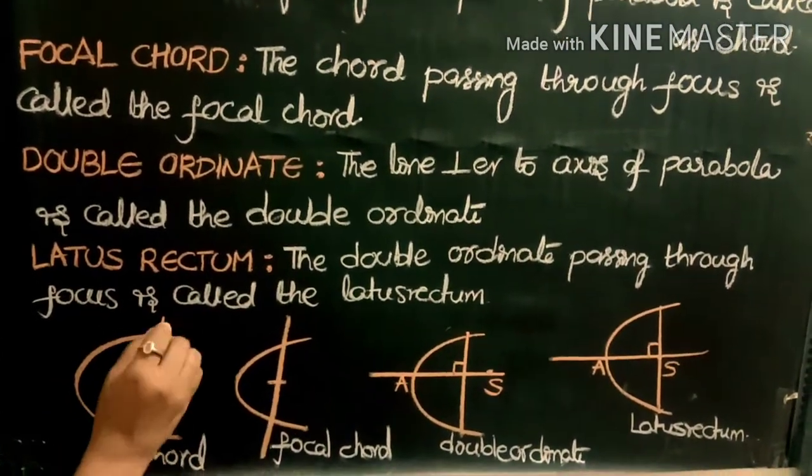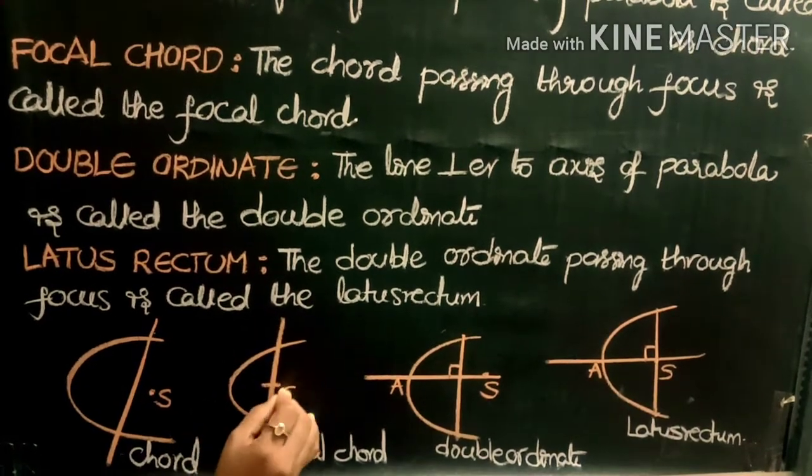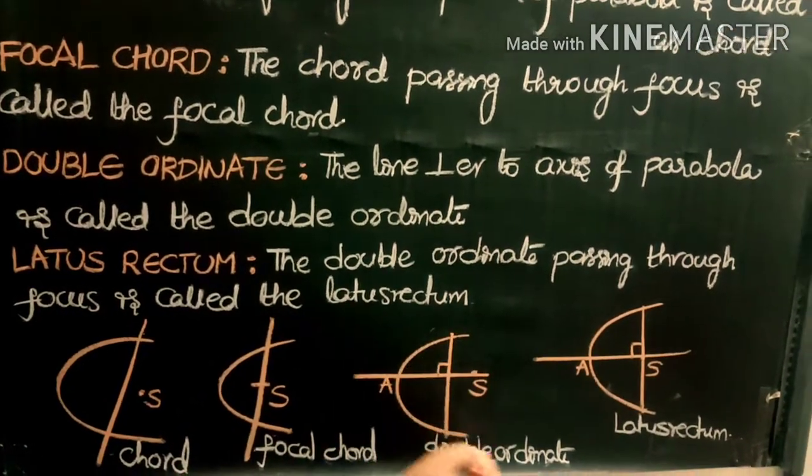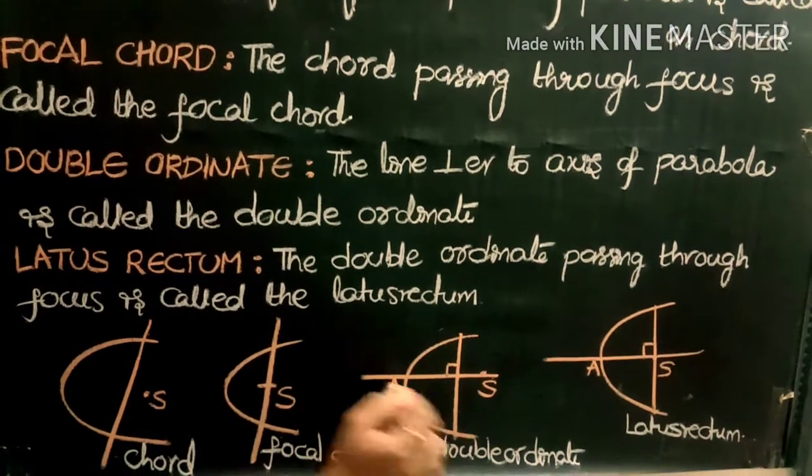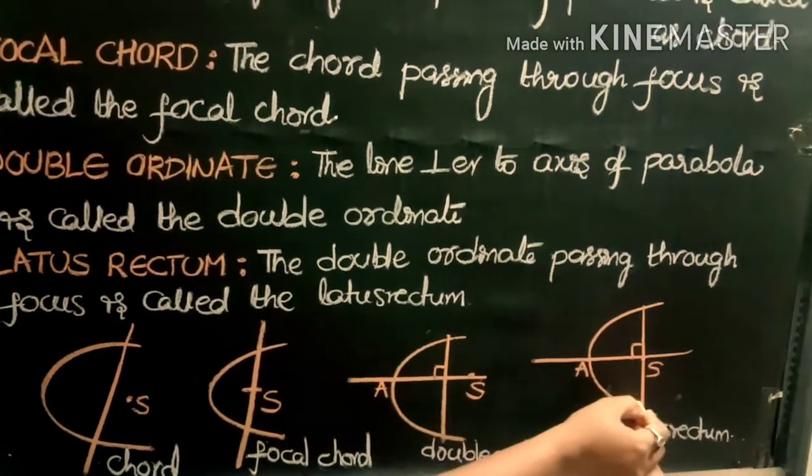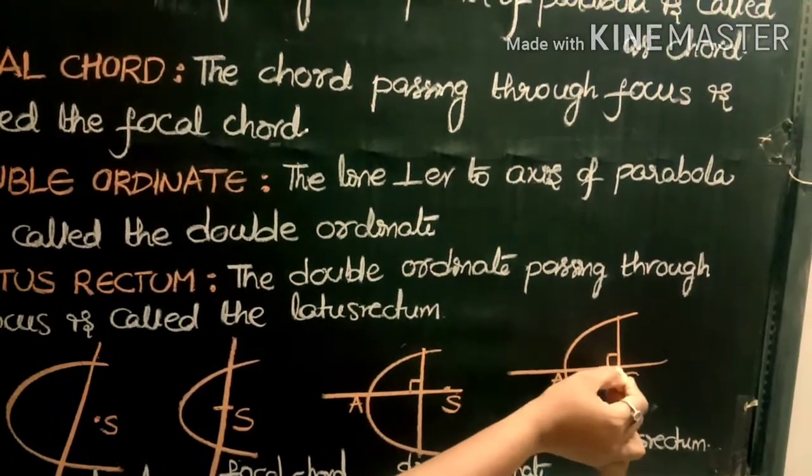Now this is the chord passing through two points. This is the focal chord passing through the focus. This is the double ordinate perpendicular to the axis of the parabola. This is the latus rectum perpendicular to the axis of the parabola and passing through the focus.